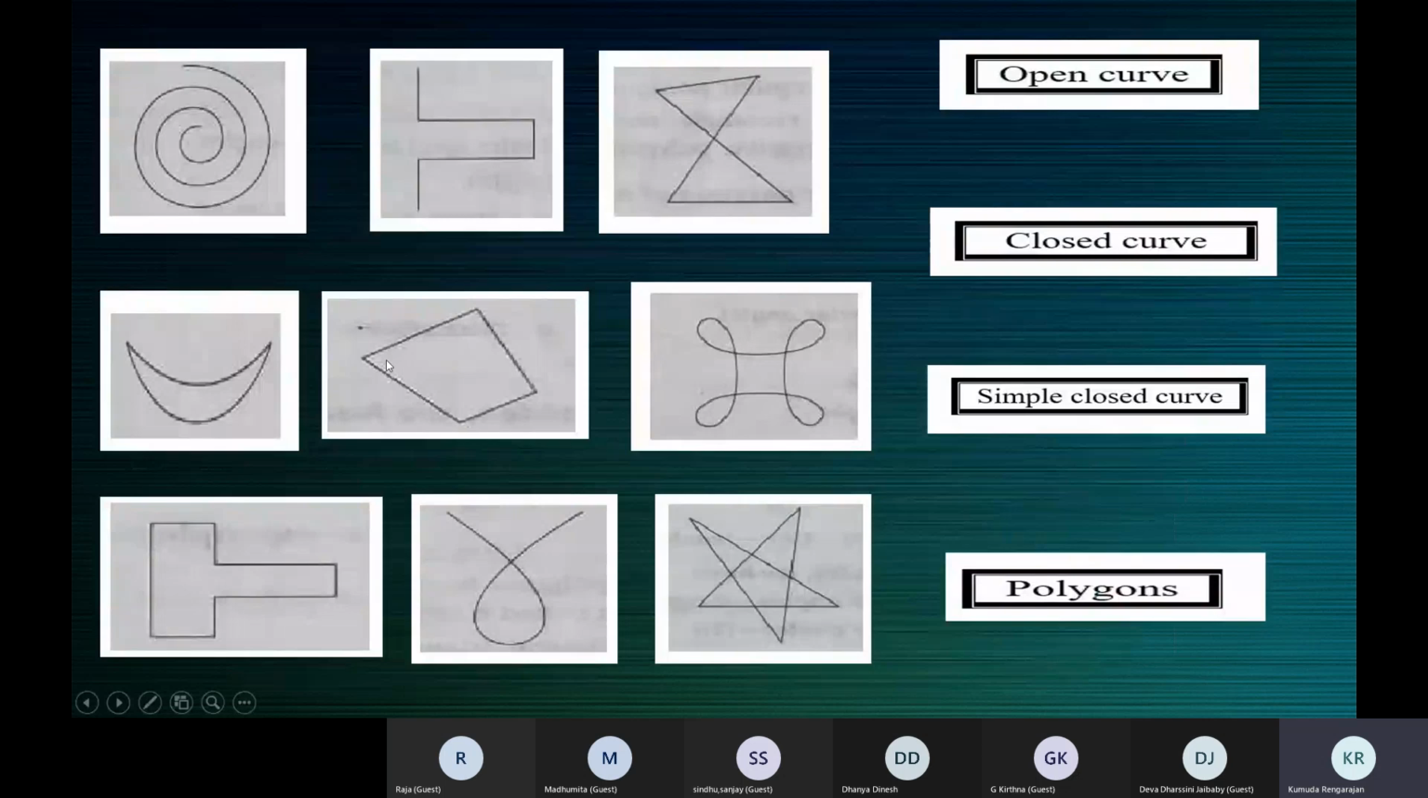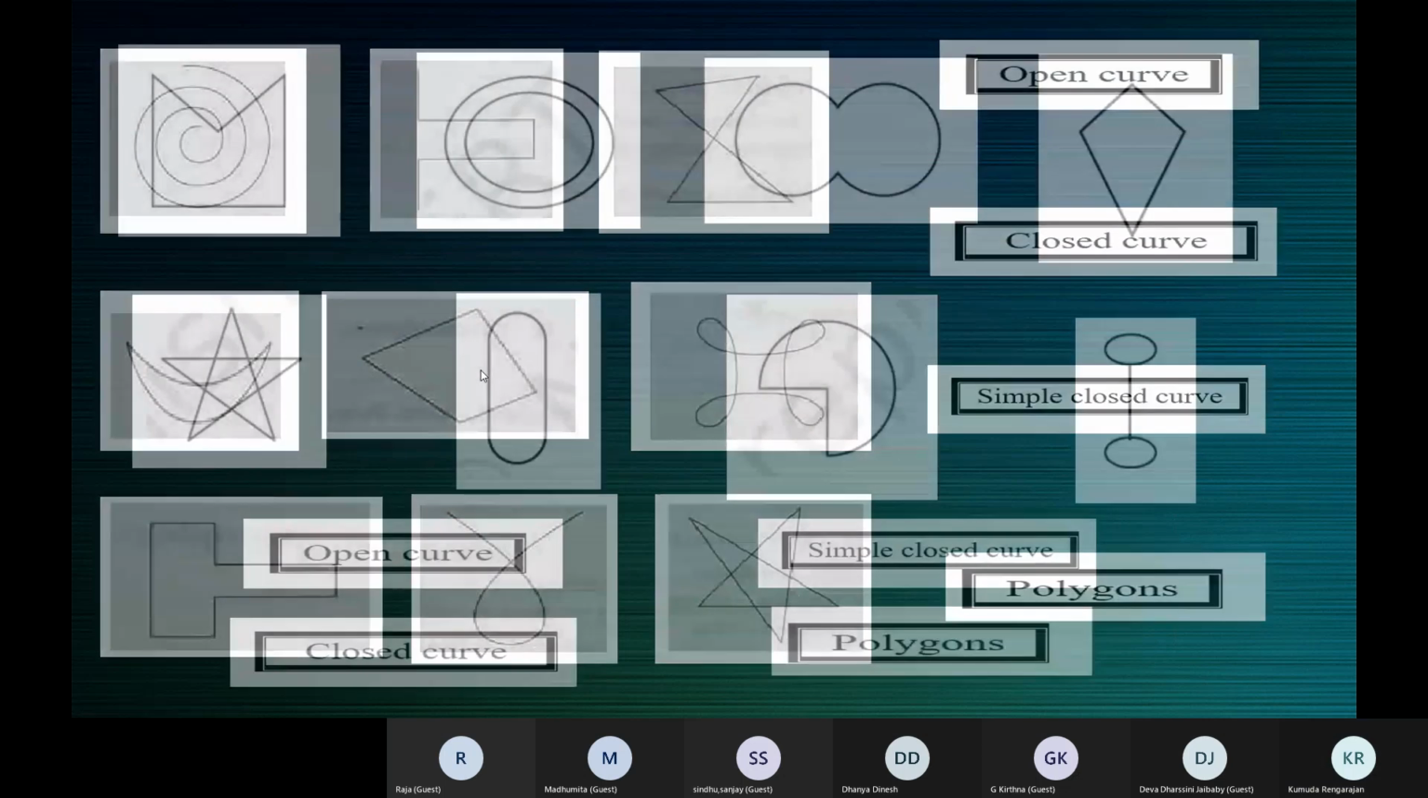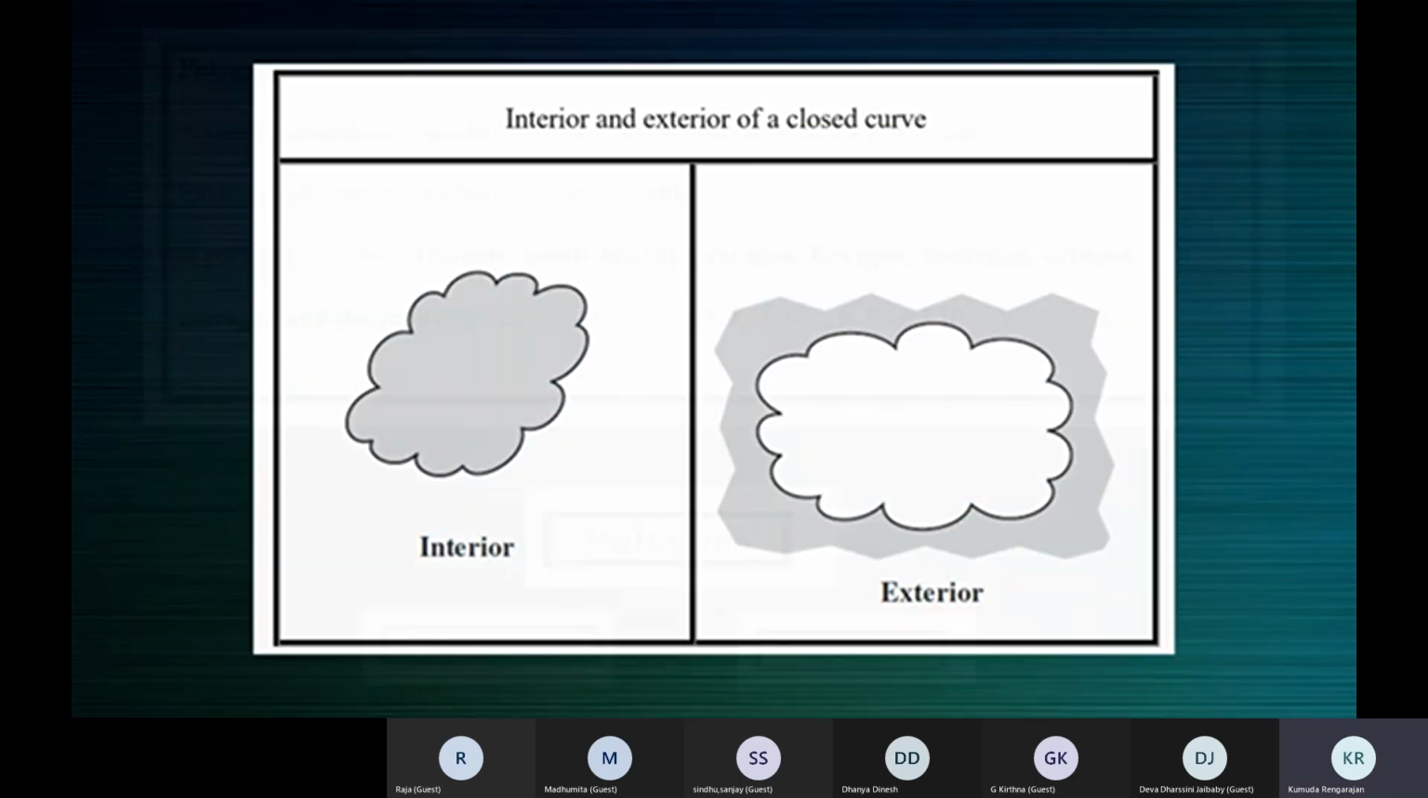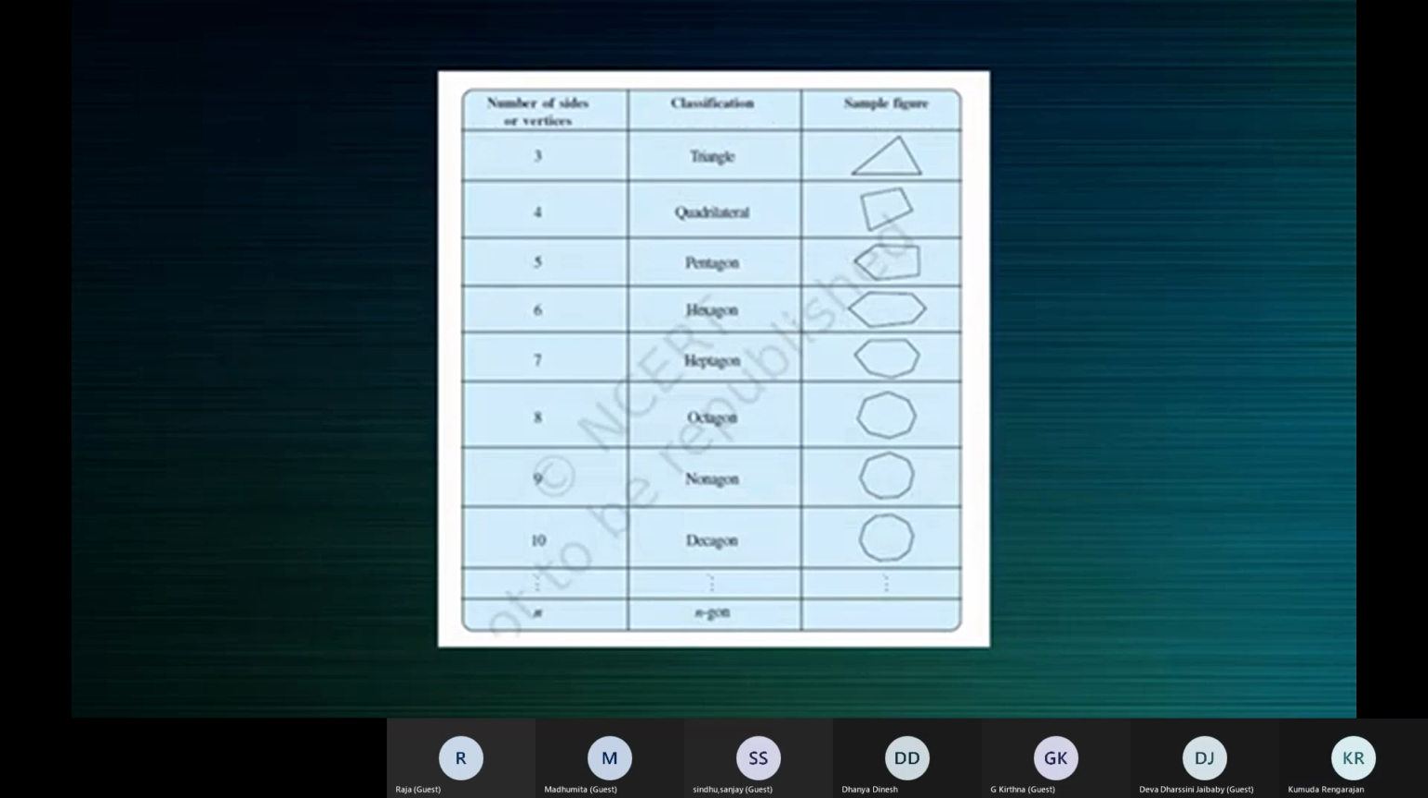All right. Now, here are different types of polygons. We'll just come back to the slide later, children. So a polygon with 3 sides. These are polygons. A polygon with 3 sides is called a triangle.